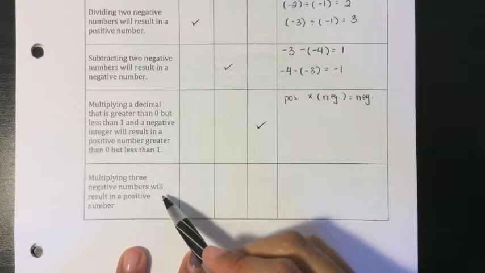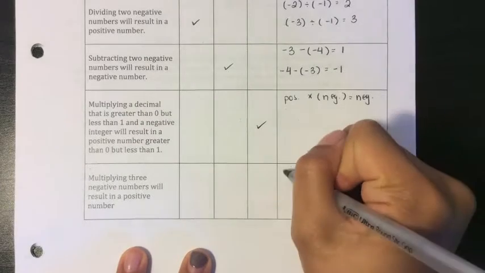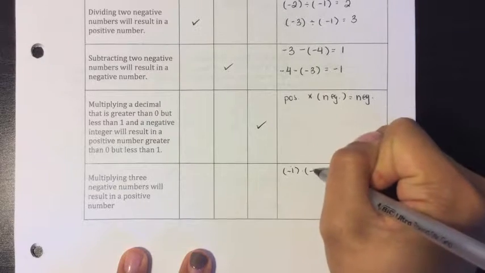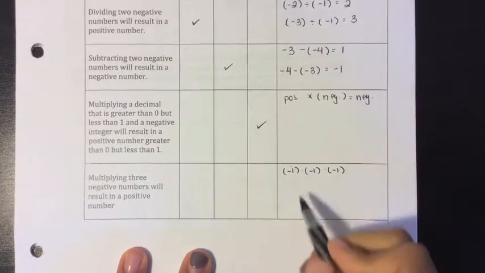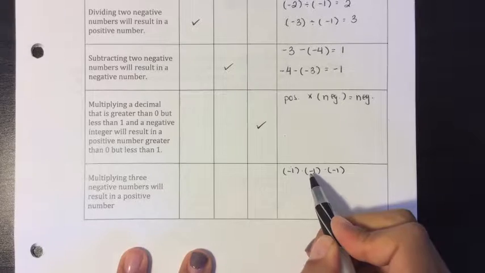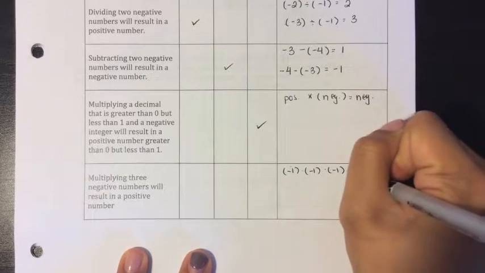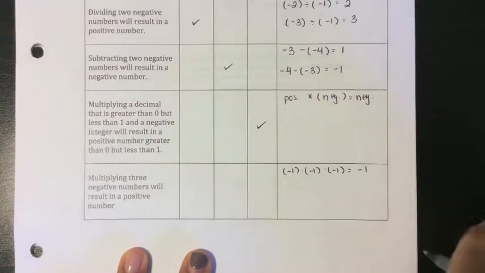Multiplying three negatives will result in a positive number. Try -1 times -1 times -1. These two will give you a +1. +1 times a -1 is going to get you a -1 here.